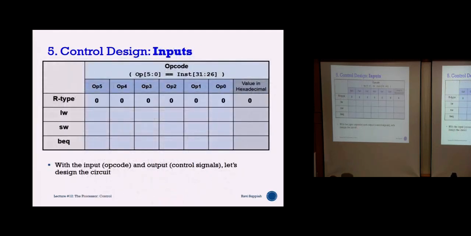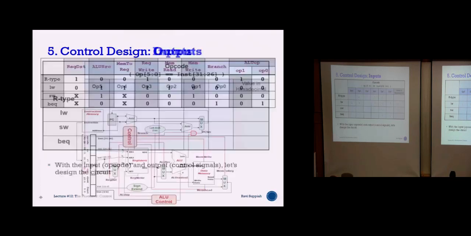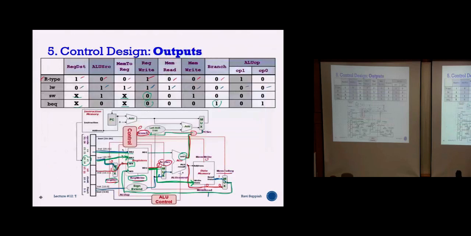Okay, so these are all the different types of opcode that we have seen for the instructions. And from the 6-bit opcode, I must generate all these pins. So now imagine the control unit has 6 inputs, which is the 6-bit opcode.